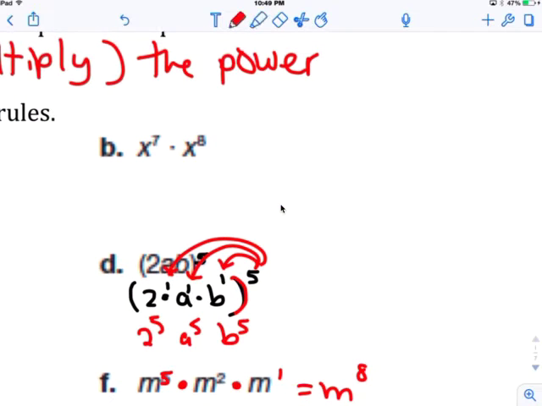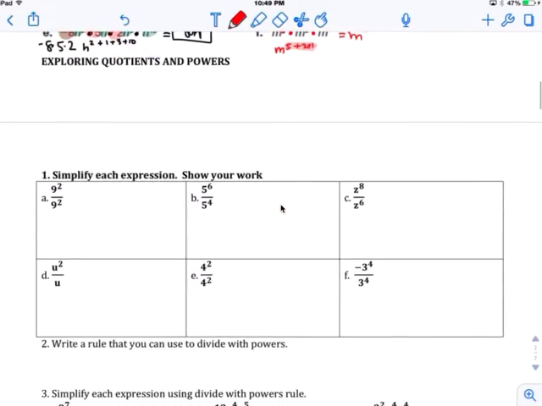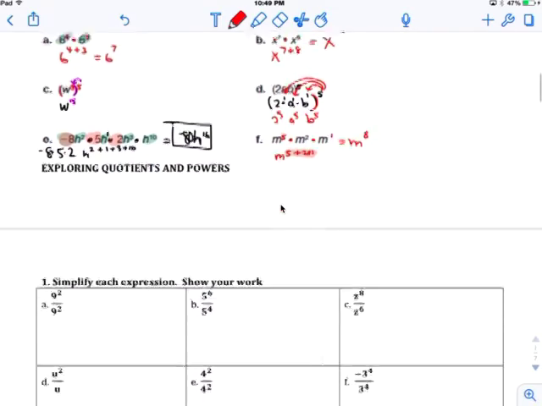So this is a multiplication. No parentheses. Bases are the same. You can add the exponents. So that is x to the 15th, right? So you do that to all of these. Now that's power to a power.